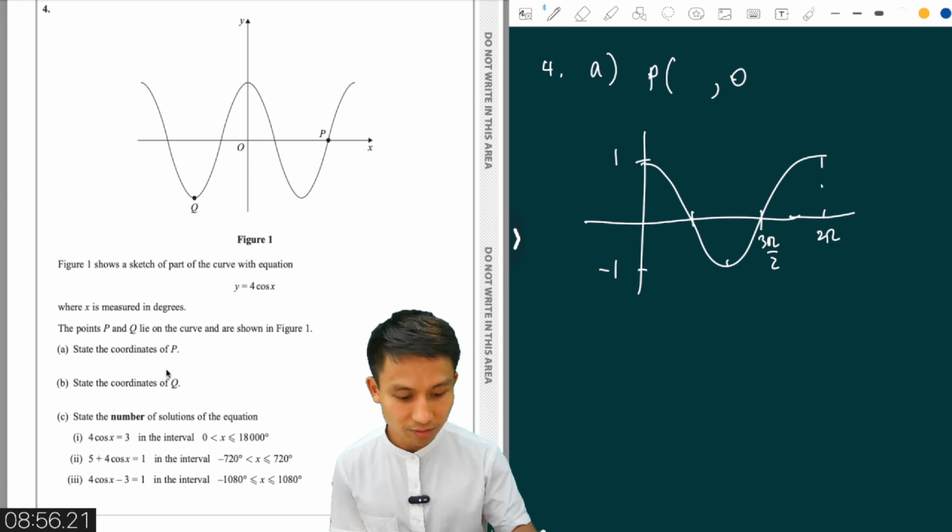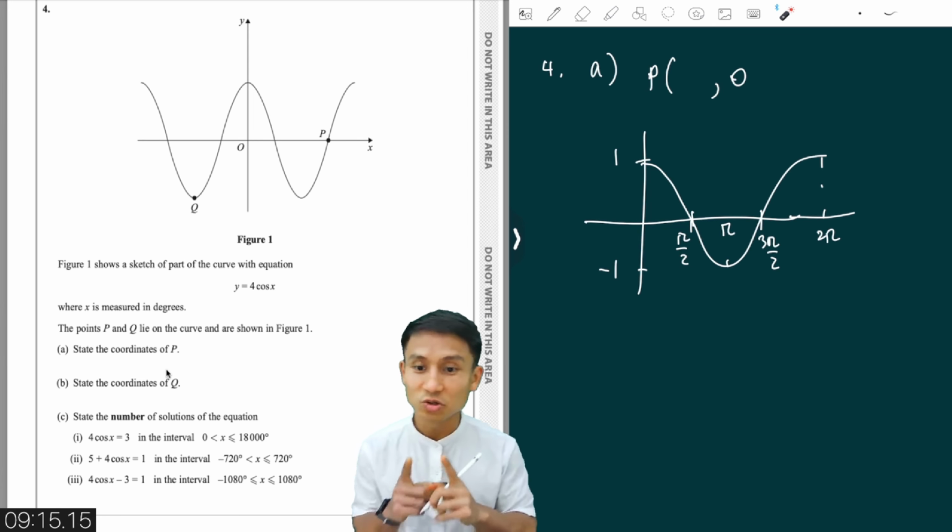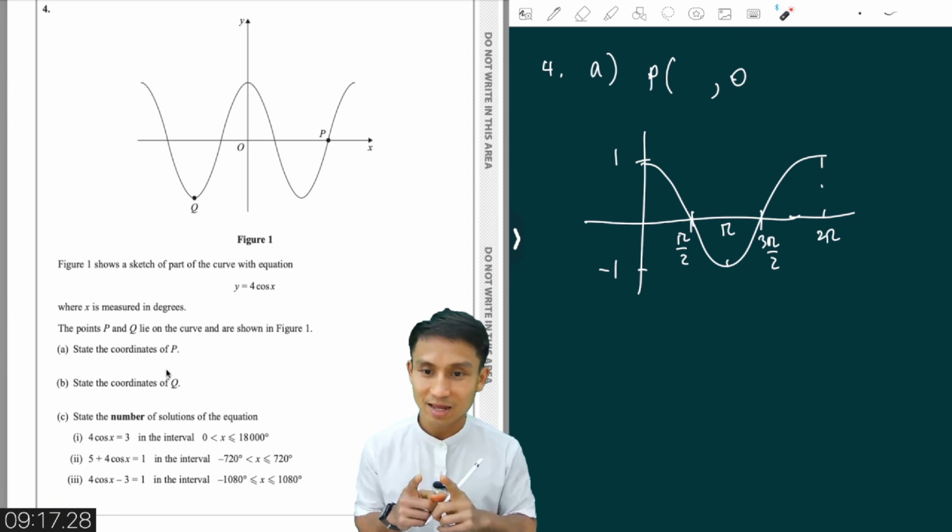So we can actually take that only when there is no transformation in the x. And that's the case, because when you see y equals 4 cos x, there is no x transformation. I mean, the x transformation would have looked like cos 2x maybe, then you would need transformation there. But because there is no transformation of any kind, we're just going to take the same x coordinate. So that would be the coordinates of P, all right?